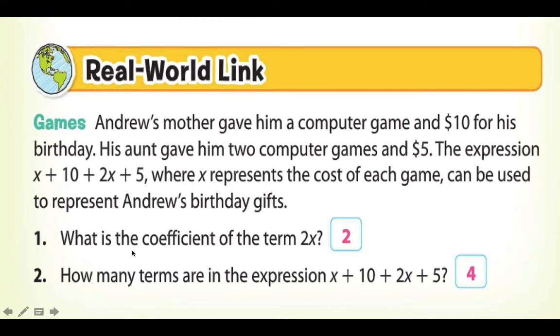All right, let's see how you did. The coefficient in the term 2x is 2. Remember, coefficients are always attached to a variable. Whatever the number is that is attached to the variable is the coefficient. So 2 is the coefficient in this case. And there are 4 terms in this expression. Remember, terms are separated by either addition or subtraction. And all 4 of these terms are separated by addition. So x, 10, 2x, and 5 are all terms.